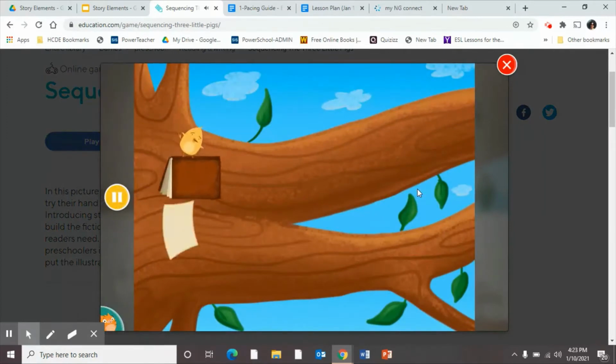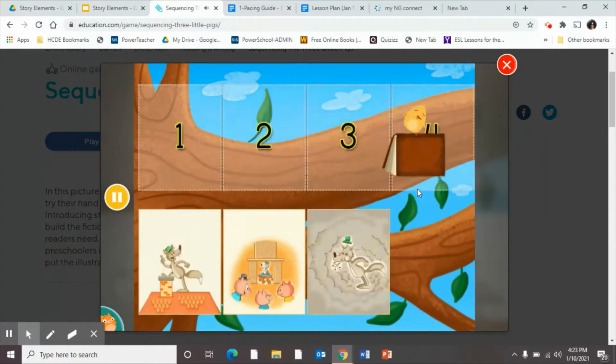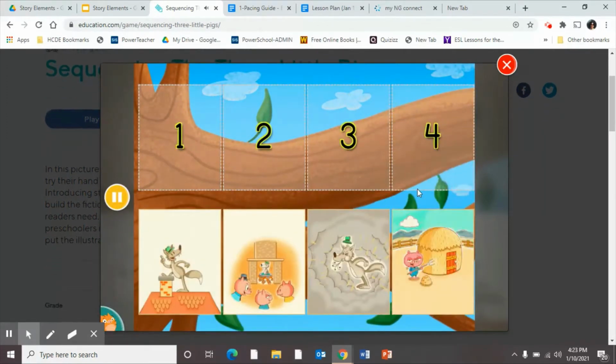Oh no! Bertie took Floyd's book. Put the pictures in the order that they happened in the story. Click on a picture. Then move it to the box where it belongs.